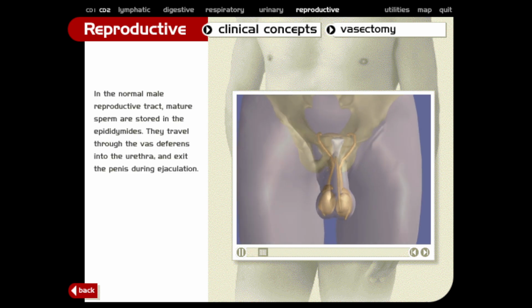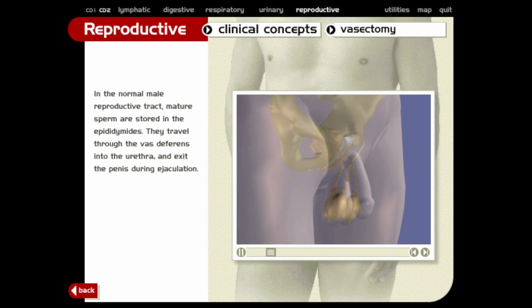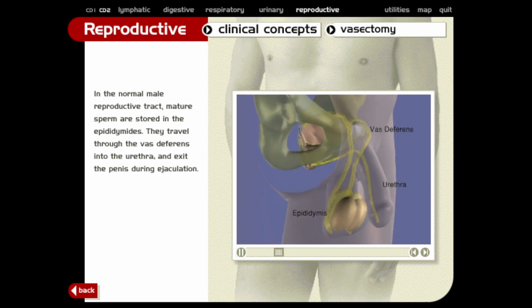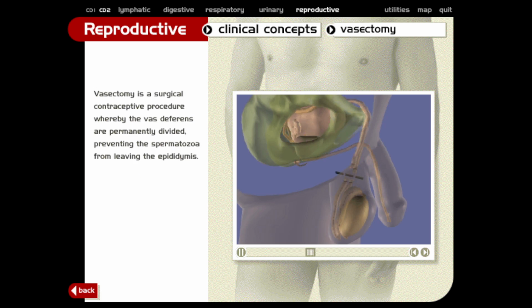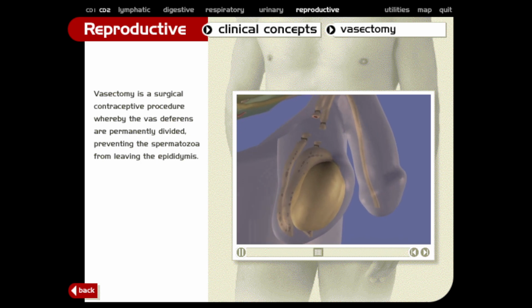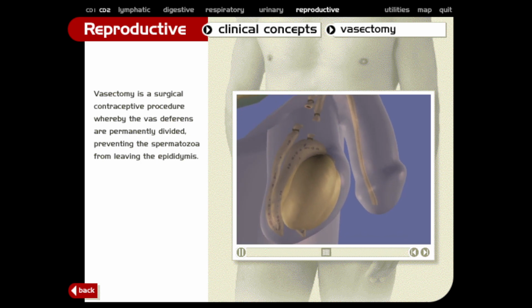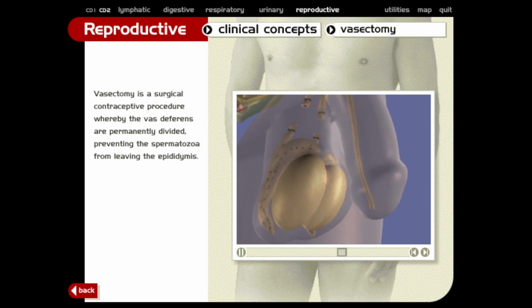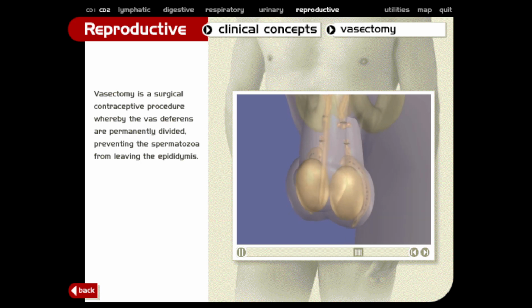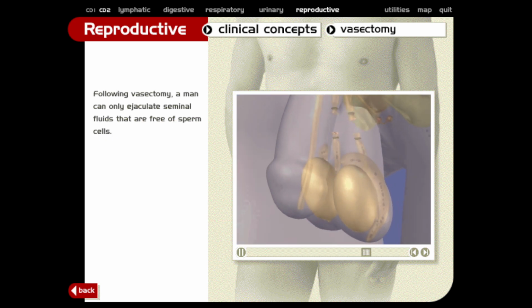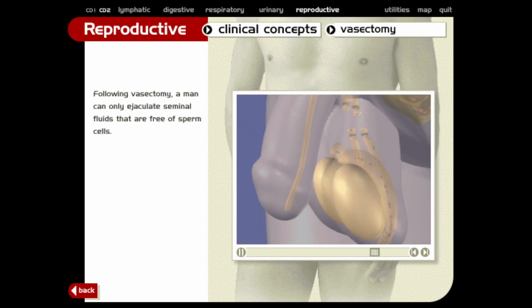In the normal male reproductive tract, mature sperm are stored in the epididymides. They travel through the vas deferens into the urethra and exit the penis during ejaculation. Vasectomy is a surgical contraceptive procedure whereby the vas deferens are permanently divided, preventing the spermatozoa from leaving the epididymis. Following vasectomy, a man can only ejaculate seminal fluids that are free of sperm cells.